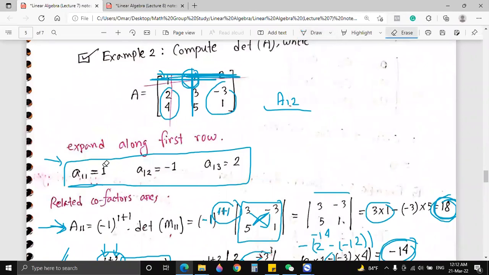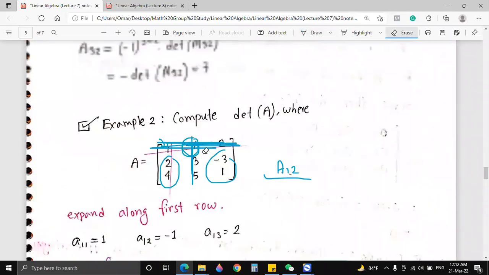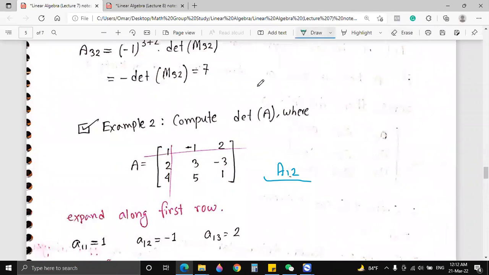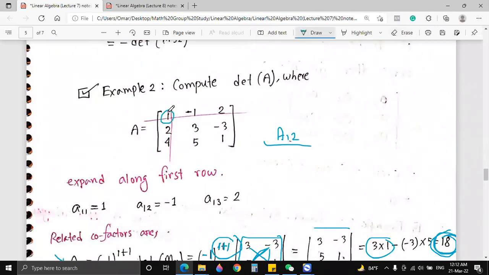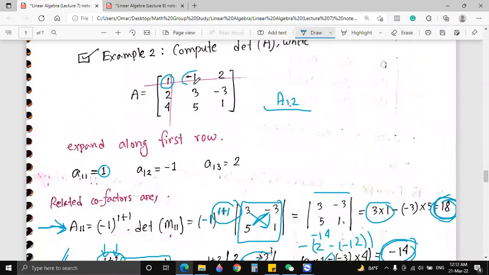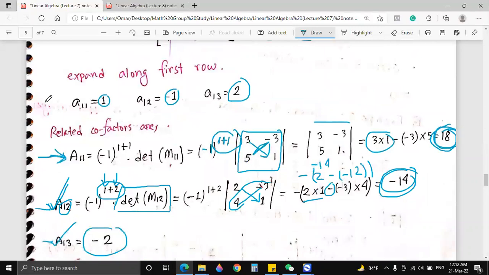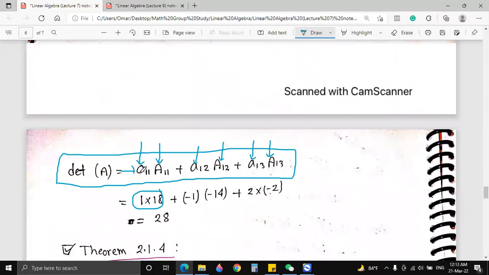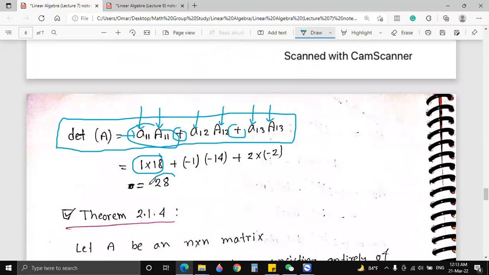So how do we get this small a11, small a12, right? If you have a close look here, when we took this entry, this was our small a11, and after then we took this entry, so this was our small a12, and then we took this entry, so this was our small a13. So this way we got our small a value and our capital A value. So we multiply them and finally we add them. So then we get the det A, or the determinant value of A.